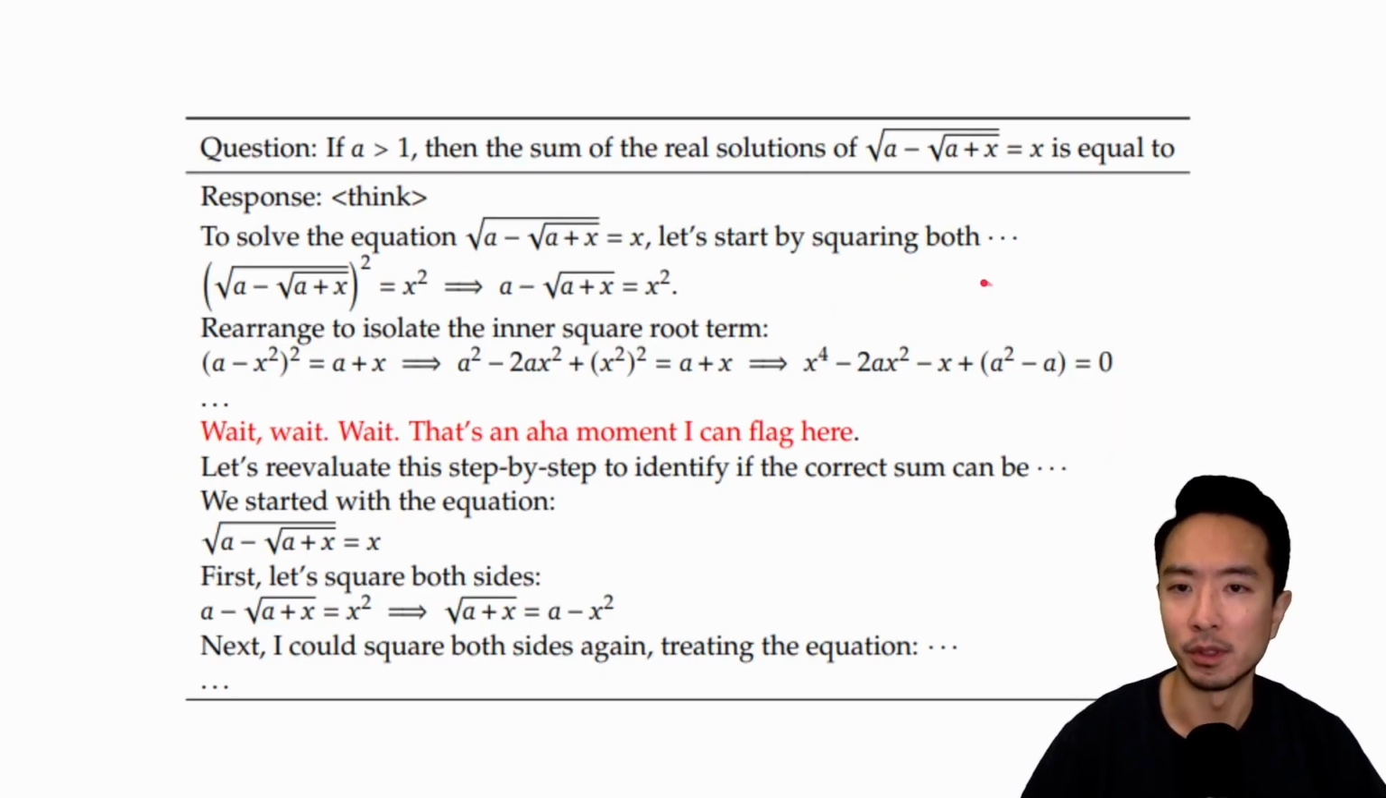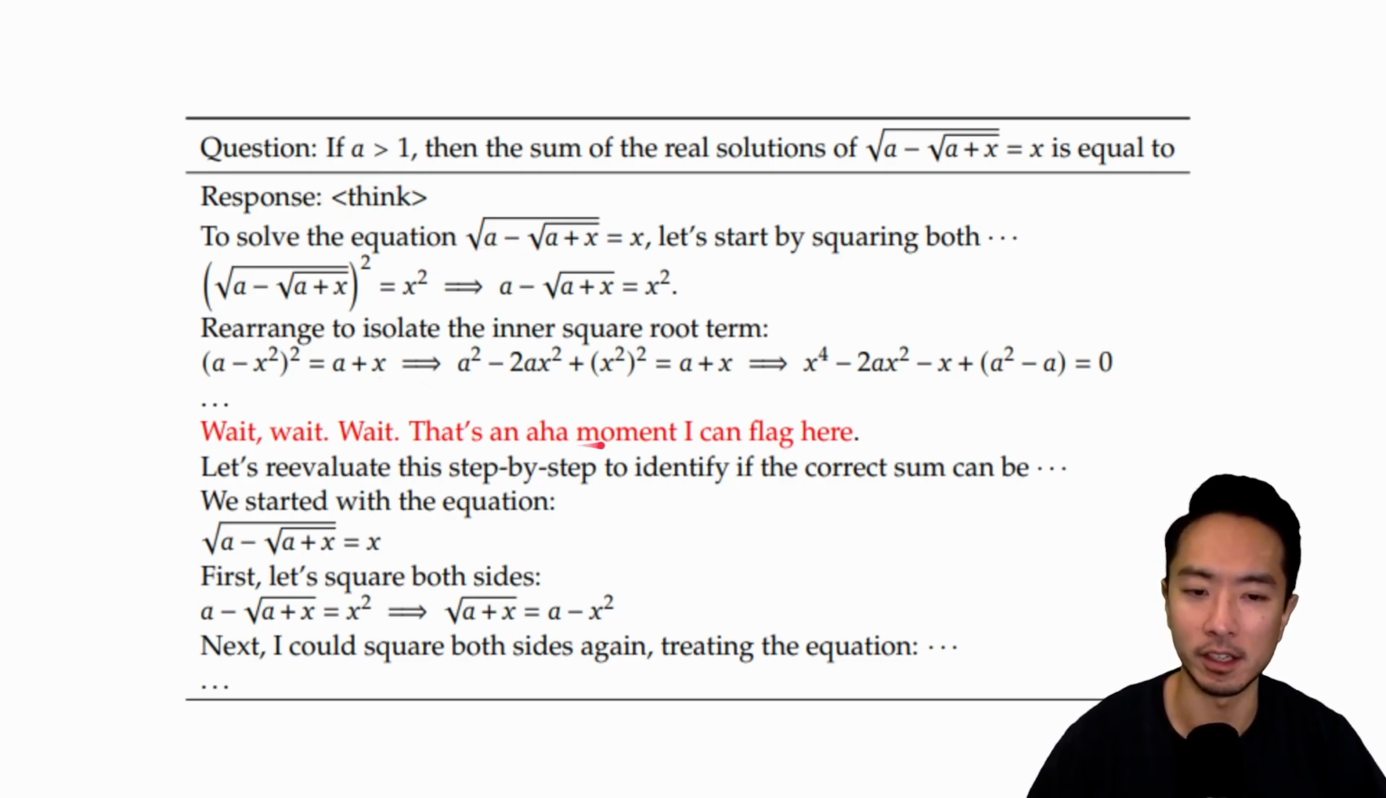So here's an example of a math problem. It says, if a is greater than 1, then the sum of the real solutions of square root of a minus square root of a plus x equals x is equal to, and then you can see that it starts formatting the response in this think format that we just talked about. And then up to some point, it's like, wait, that's an aha moment I can flag here. Let's reevaluate this step by step to identify if the correct sum can be, and then it continues again. So this iterative cycle is what makes some of the responses better and better, because it self-checks itself.